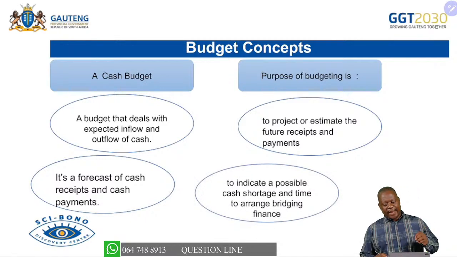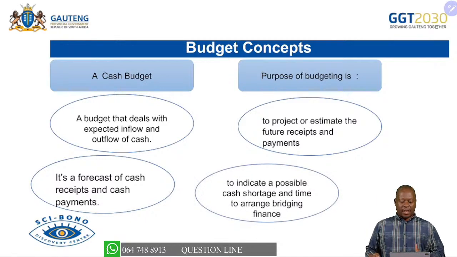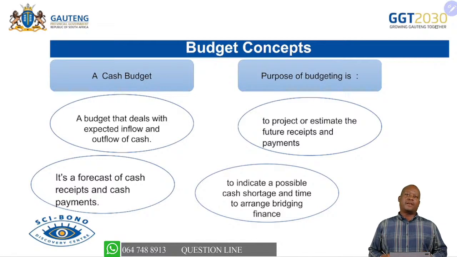It's also to indicate a possible cash shortage in time so that we can arrange to bridge the finance gap. In other words, a cash budget tells us in July we might experience a shortage of cash, so that we can plan what to do when July comes. Or it might say in September we are going to have a surplus of cash. Remember, cash is always on the move. So we also plan what it is that we are going to do with the excess cash that we are going to have.